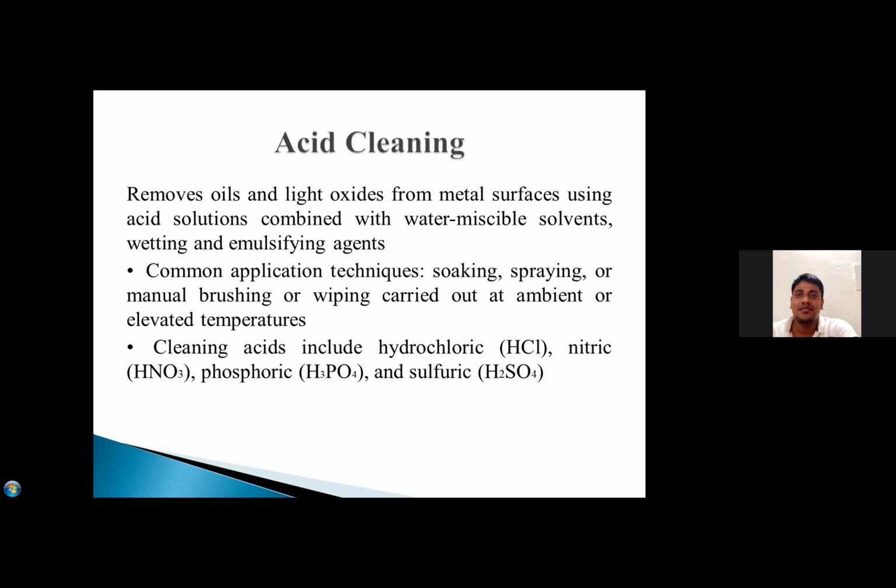Acid cleaning. Acid cleaning is mostly used for industrial purposes. It removes oils and light oxides from metal surfaces using acid solutions combined with water-miscible solvents, wetting and emulsifying agents. Common application techniques are soaking, spraying, or manual brushing or wiping, carried out at ambient or elevated temperatures. Different types of acids are used in acid cleaning, that is nitric acid, phosphoric acid, sulfuric acid, and most commonly hydrochloric acid.